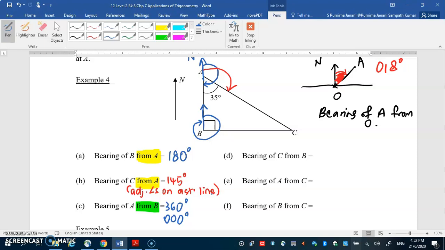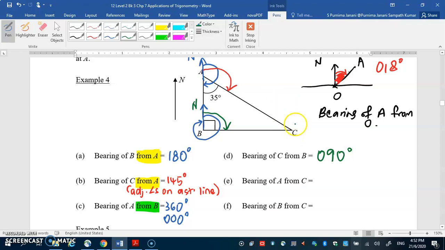Next, bearing of C from B. So from B, you draw the north pole, which is already drawn, and you go clockwise until you hit BC. And that's just 90 degrees, but remember you cannot write 90 degrees, you must write 090 degrees, 3 digits.